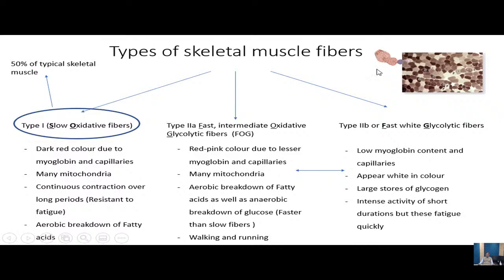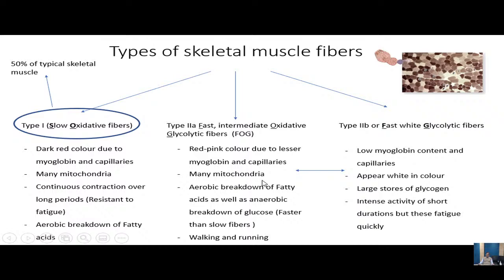So now let us look at the intermediate fibers. These are called type 2A fast intermediate oxidative glycolytic fibers. So they have properties of both the type 1 fiber and the type 2B fiber. They are called FOG fibers, F-O-G. F stands for fast, O stands for oxidative, and G stands for glycolytic. So these FOG fibers are red-pink in color due to lesser myoglobin and capillaries.